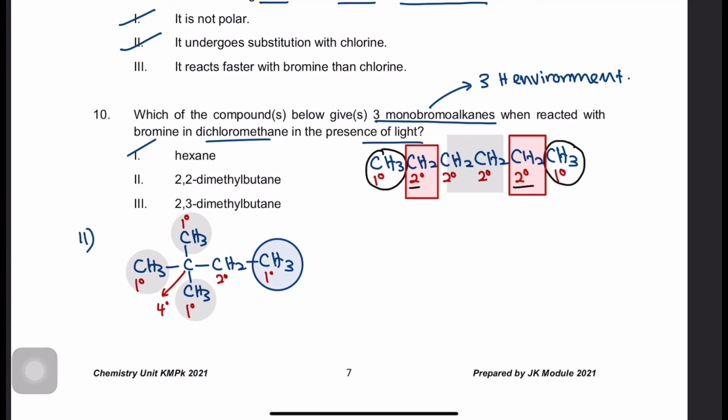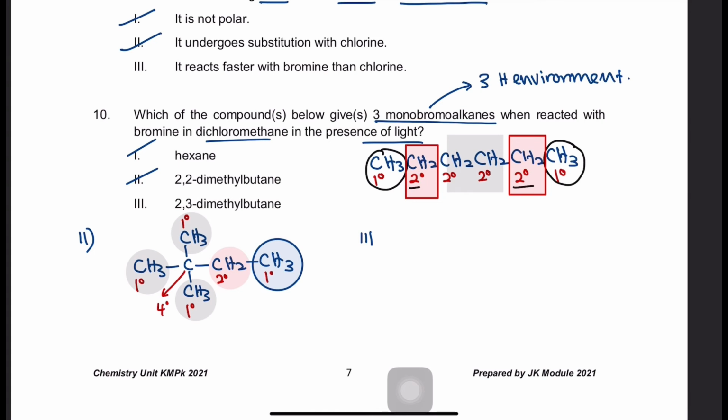So let's circle that differently, or maybe I shall use a different color. Okay, right. So it's clear that we only have 1 secondary carbon and hydrogen, and that would make a third hydrogen environment. So altogether we have got 3 different hydrogen environments, which can give you 3 monobrominated alkanes when substituted with bromine in the presence of sunlight. Yeah, so that is possible. Now the third one, let's confirm whether the third one can give us 3 monobrominated alkanes.